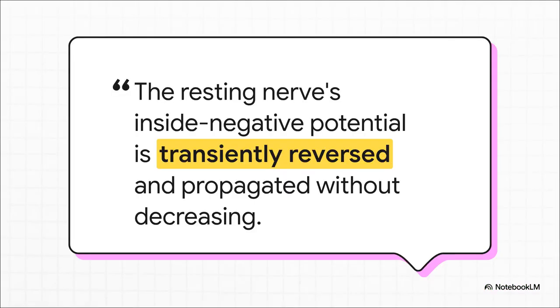A lot of what we know here comes from some pioneering work by Hodgkin and Huxley back in 1939. And they figured this out using giant squid axons of all things. They discovered that this signal, the action potential, is this brief all-or-nothing reversal of that resting potential. It flips to inside positive for a split second and then travels all the way down the axon without fading out or decreasing in size at all.